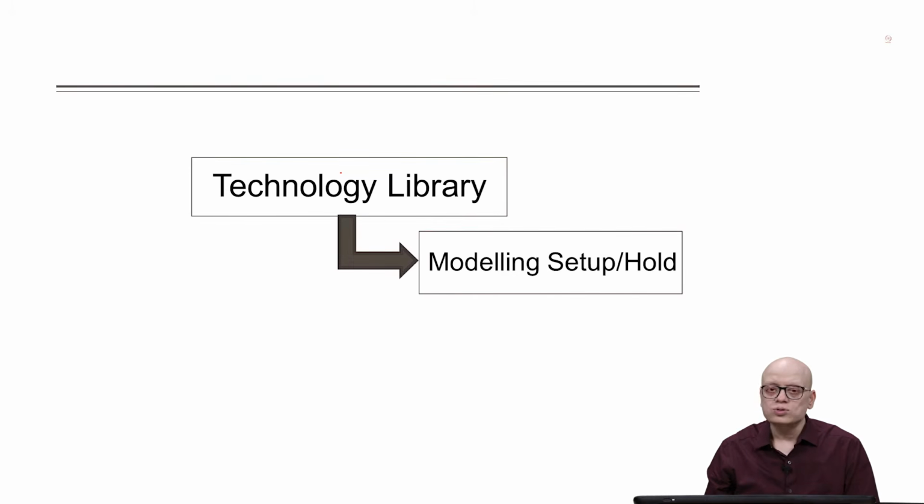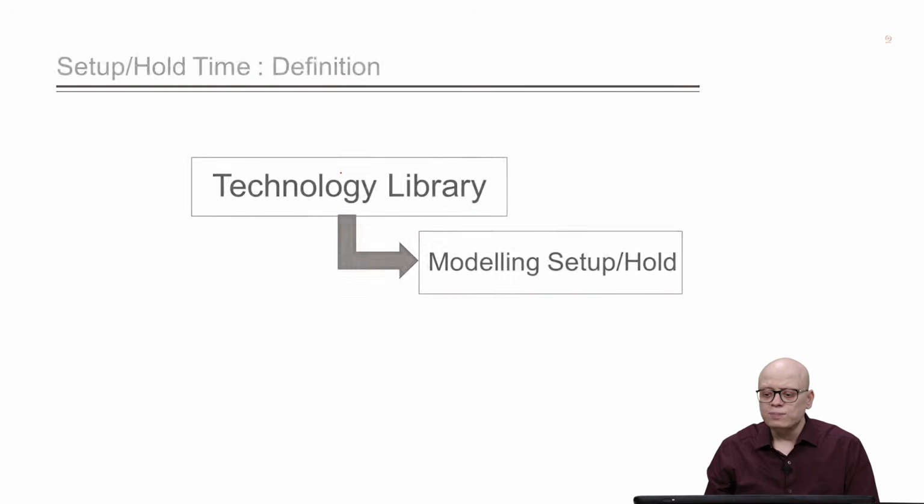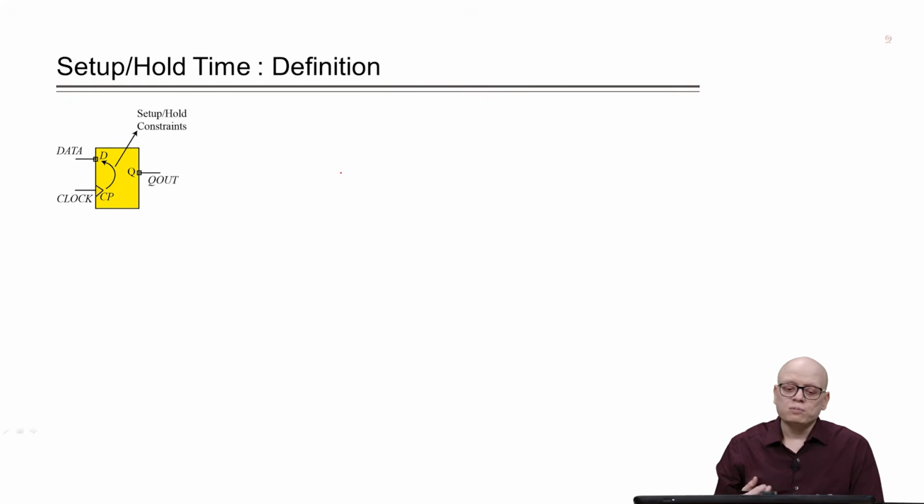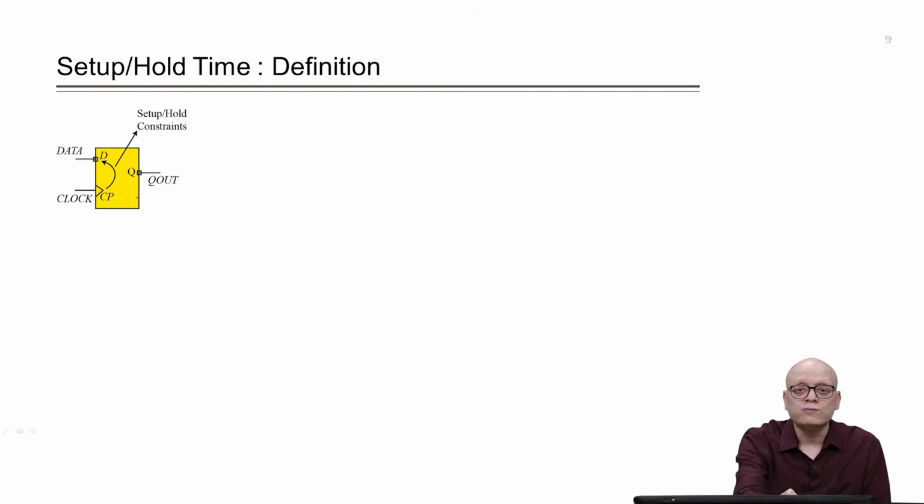Now, let us look into another type of attribute which is important for the cells, or especially for the sequential cells in our design, and these are related to the setup time and hold time. Now, before going into the modeling of setup and hold time, let us understand what setup time and hold time are. Now, suppose there is a flip flop.